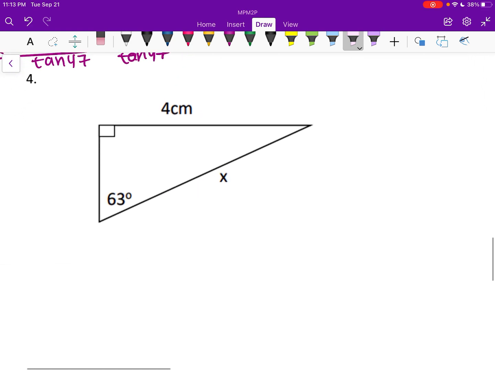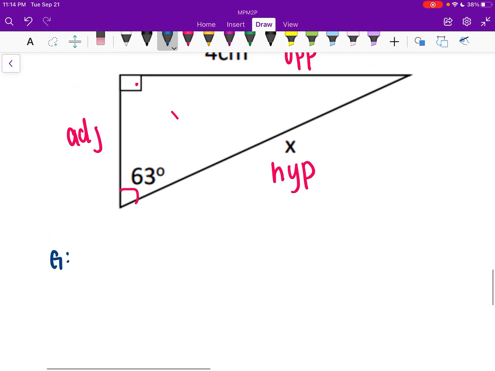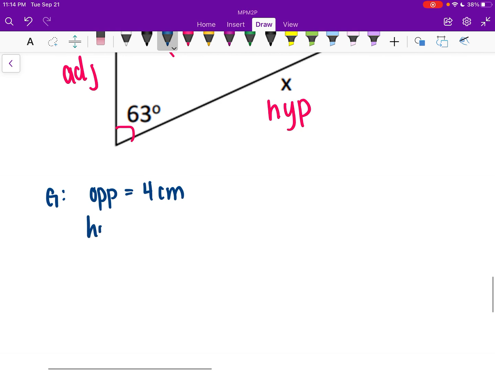Last but not least, let's go ahead and do this one. So again, our angle of reference is here. We're just going to go ahead, label the hypotenuse. This is the opposite. And this is the adjacent. Right? So we have all of that labeled. Let's go figure out what we have. So what we're given. Our given here is, if I look at this, I have the opposite. It's going to be 4 centimeters. I have the height, which is x. And I have the angle, which is 63. Right? So if I have opposite and I have height, I can use sine.